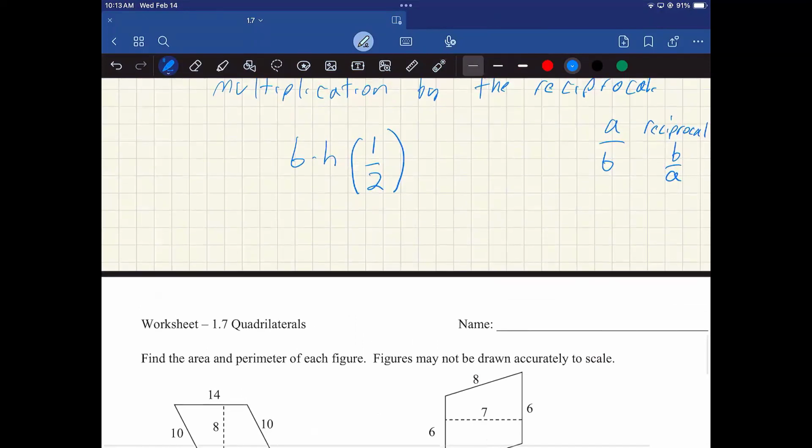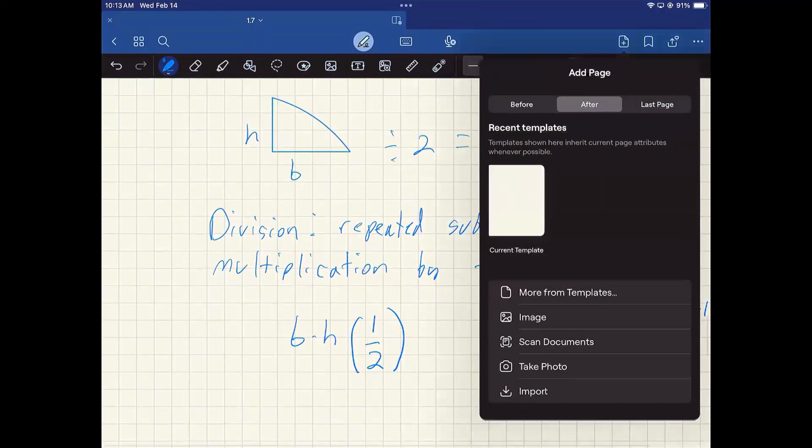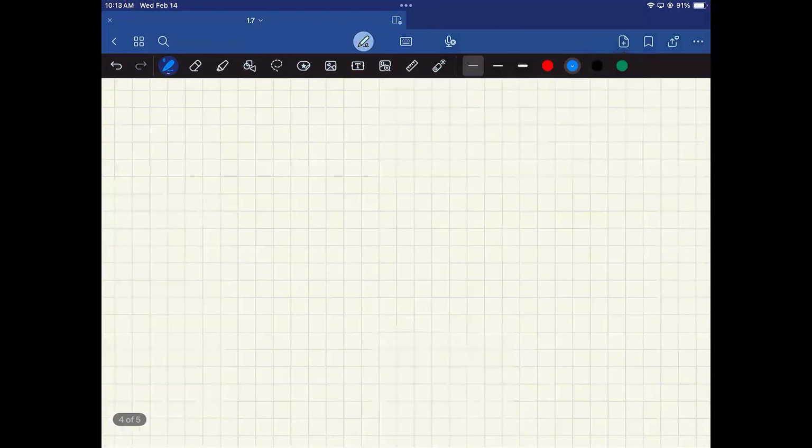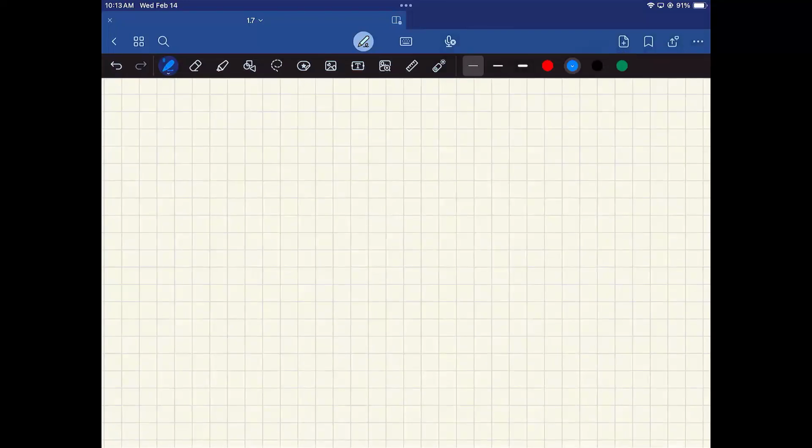So on a trapezoid, here we'll add another page. All right. On a trapezoid, you have two legs that come up to two lines that are parallel. And so what we'll do is we'll call this one base 1 and this one base 2. Then we're given a height.